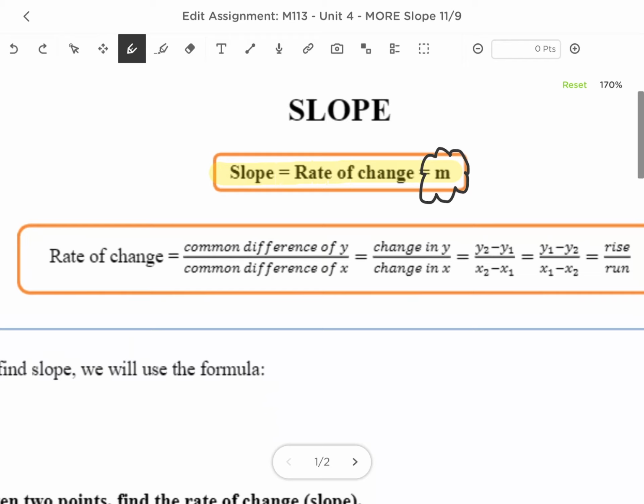So the rate of change is the common difference in our y values over the common difference in our x values, which also is the change in y over the change in x. Okay, and that's what we really talked about yesterday. Also, rise over run. What we're going to add on today is when we are given 2 points, to take y2 minus y1 divided by x2 minus x1. So that's finding the change in our y over our change in our x.